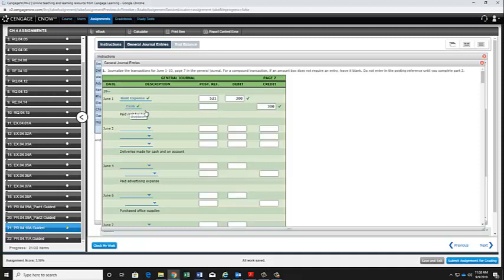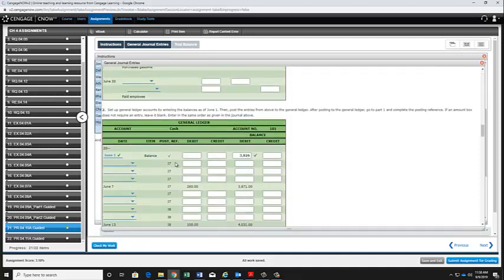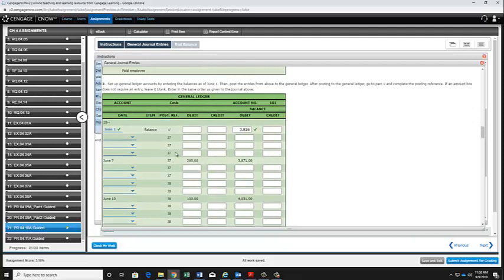Okay, cash got credited for $300. So now we're going to go to the general ledger to the cash account. Okay, here's our cash. And then on June 1st, we're giving it a credit of $300. So all we're doing is moving the debits and credits over to the appropriate account here. We had a debit balance of $38.26. We have now credited this account for $300.